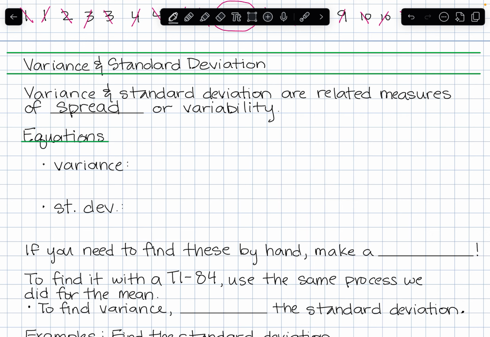The equations are related. We're going to start with variance. And this is going to be a little bit weird. These equations are freaky. Please don't panic. I am never going to ask you to calculate these by hand. The goal is to understand what they are so that you can understand what your calculator is spitting out when we talk about them.